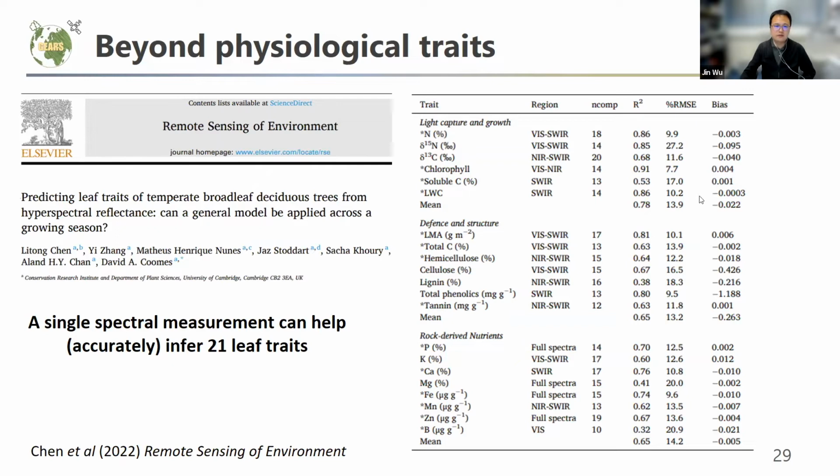That's quite impressive. Because of this, hyperspectral remote sensing is nowadays called a high-throughput phenotyping technique, because using a single measurement, it can infer a lot of really important fundamental biochemical and biophysiological traits at the same time.